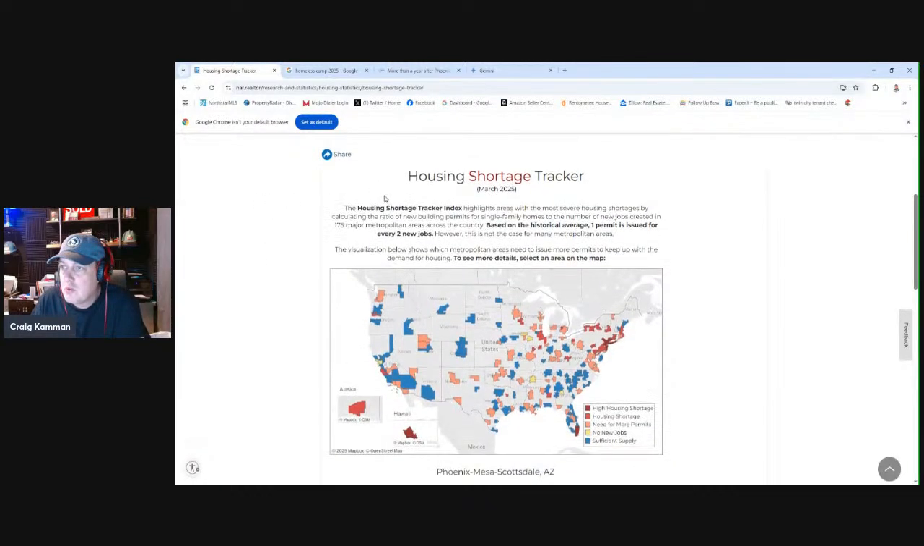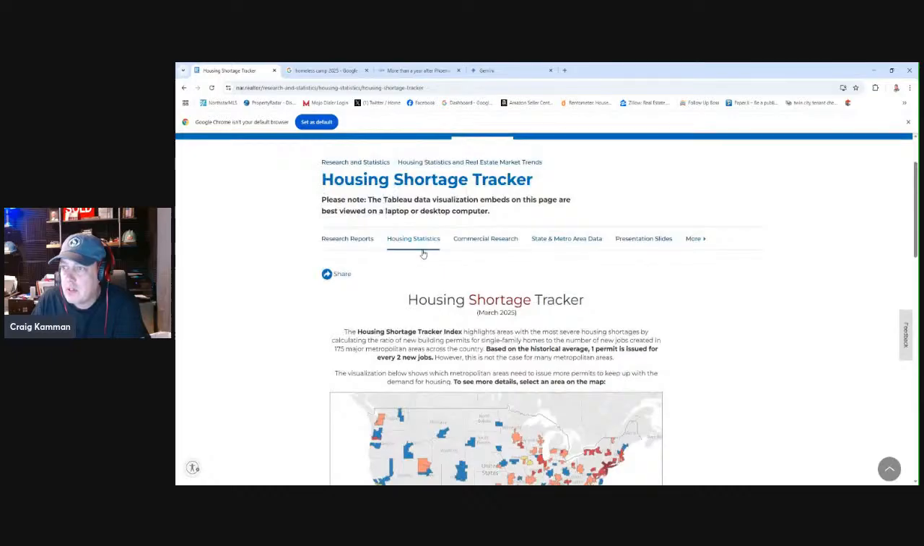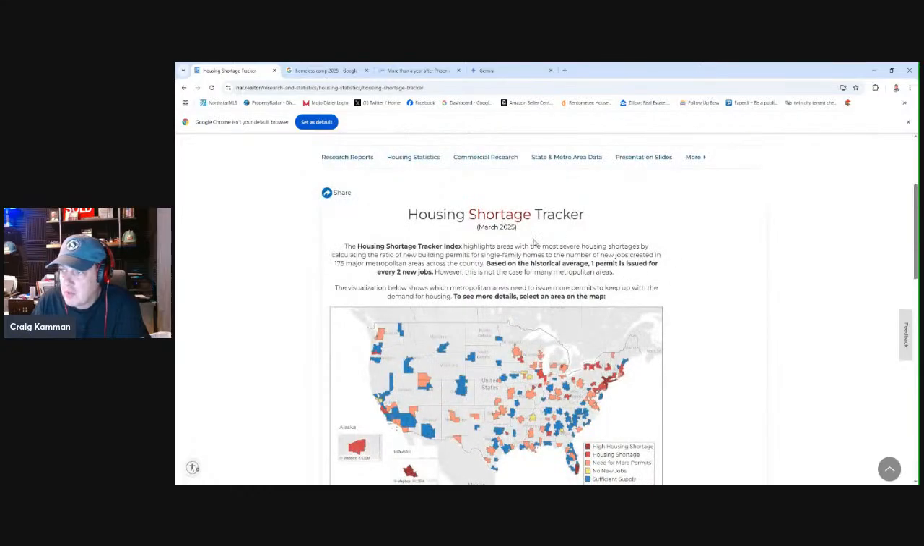So if you go to nar.realtor research and statistics, they have a housing shortage tracker on their website, and this is updated March 2025. So rather than calculating it out like I did, they use the whole thing. They base this on a historical average of one permit issued for every 2 new jobs. What they're trying to do is figure out where their supply is short and where builders might be able to build inventory. And the builders calculate this in-house as well.